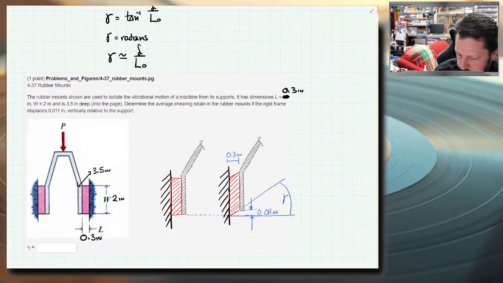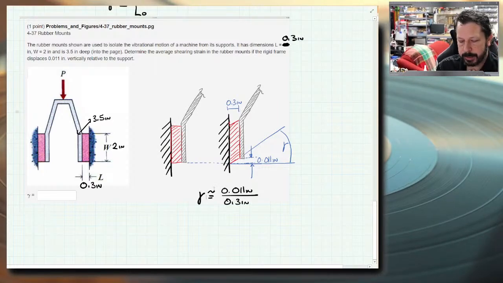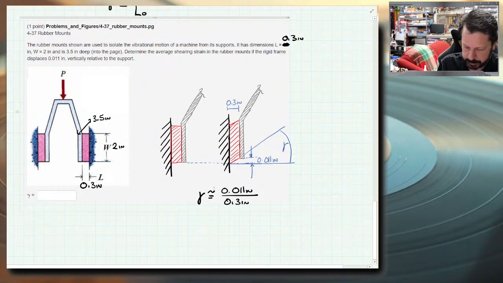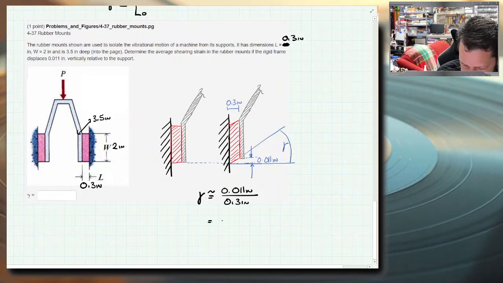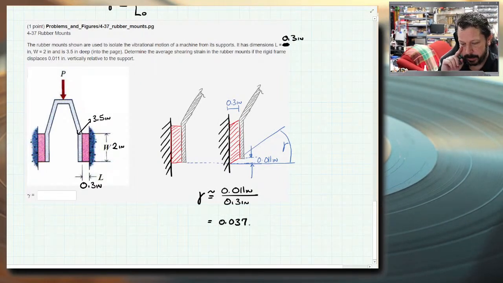So gamma, or shear strain, equals the 0.011 inches over the 0.3 inches. And this approximation we can just do this way. Let's do both of them so that we see if there are any differences. So 0.011 divided by 0.3 gives us 0.037. No units, it's inches divided by inches.